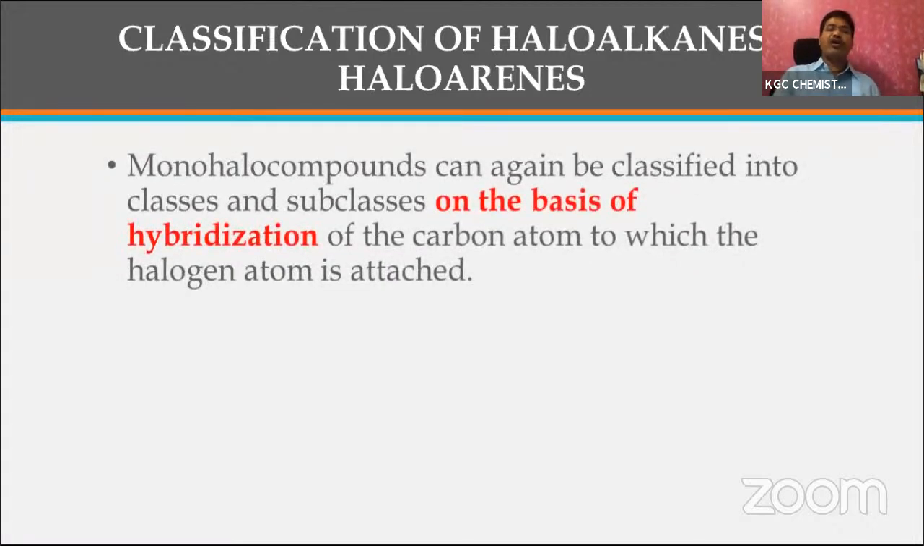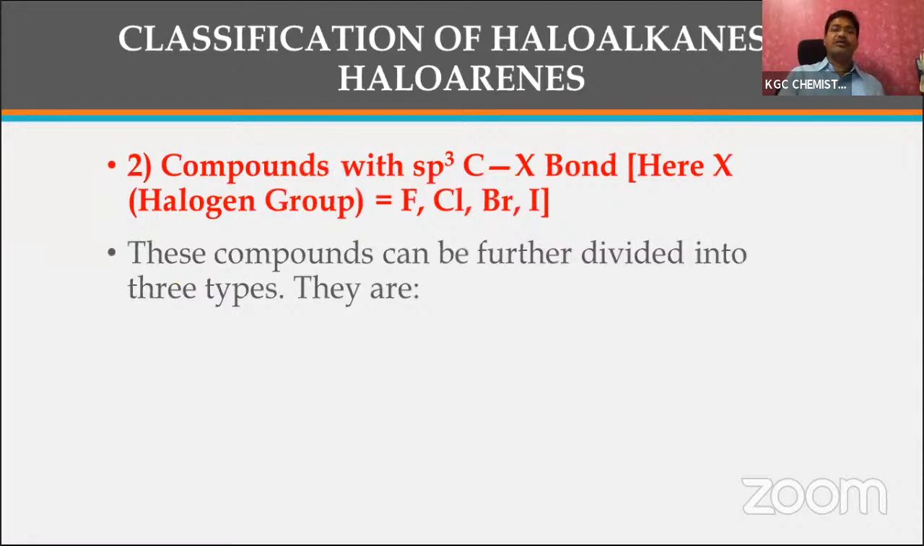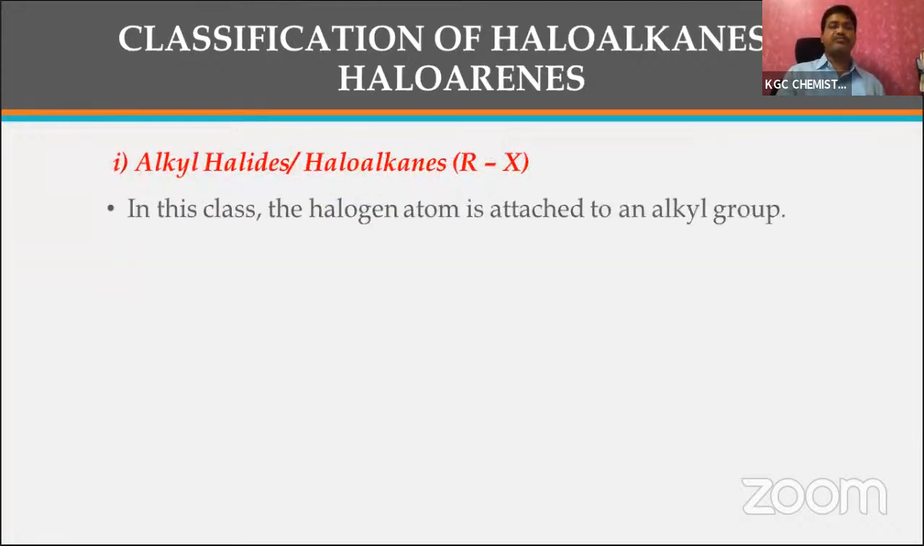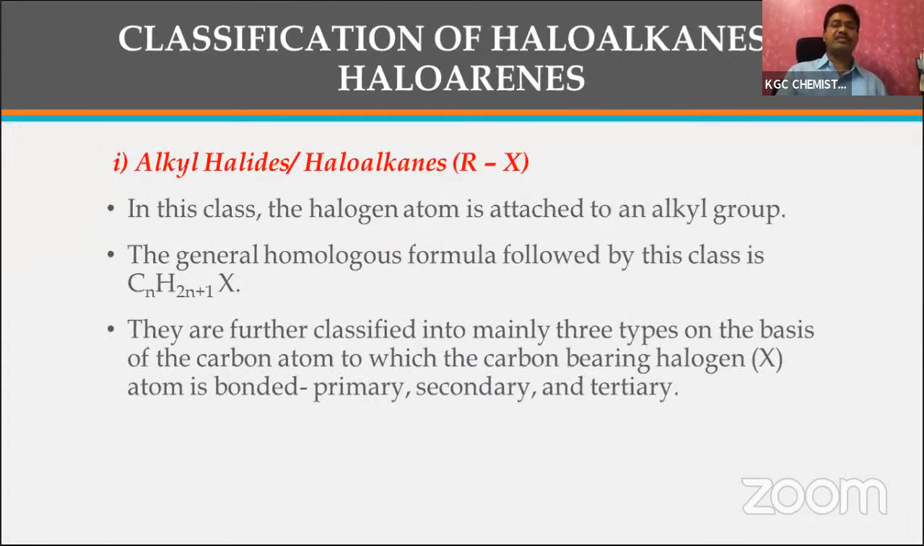Now, monohalo compounds can again be classified into subclasses on the basis of the hybridization of the carbon atom to which the halogen atom is attached. Just now I told you, primary, secondary, tertiary, and so on. Compounds with an sp3 C-X bond, here X is the halogen. These compounds can be further divided into 3 types. Alkyl halides: in this class, the halogen is attached to an alkyl group, and the general formula we can write as CnH2n+1X. That means it is derived from an alkane.